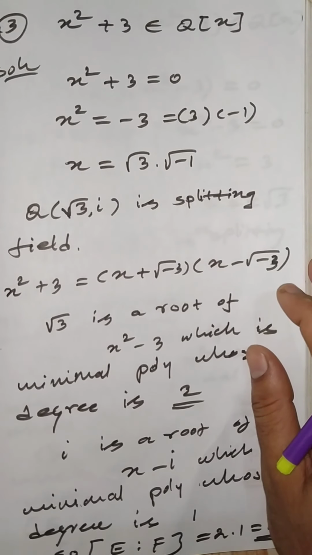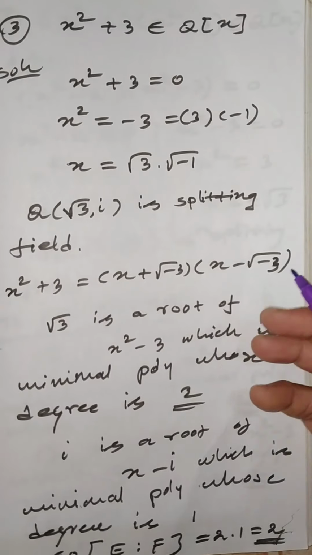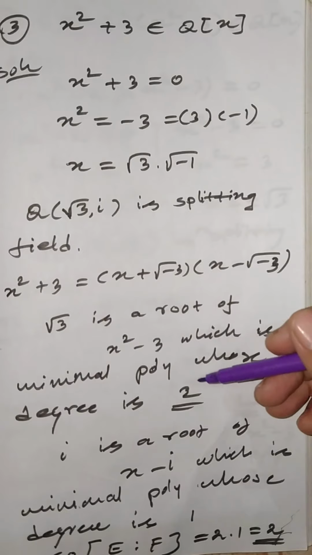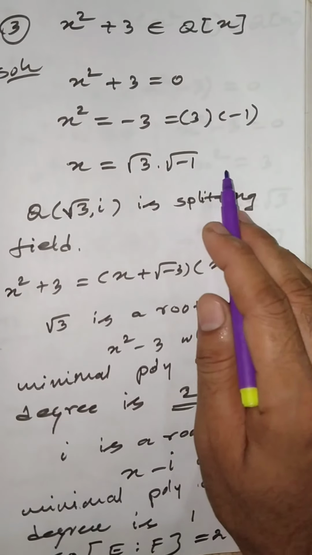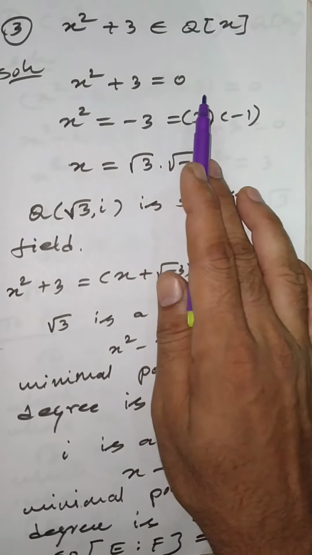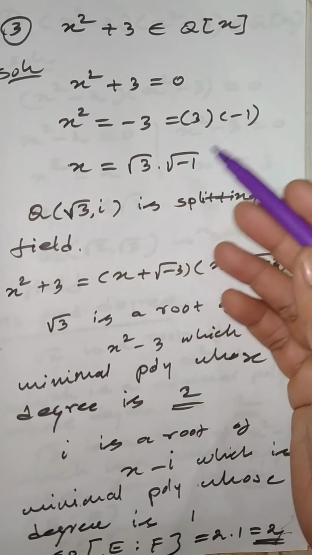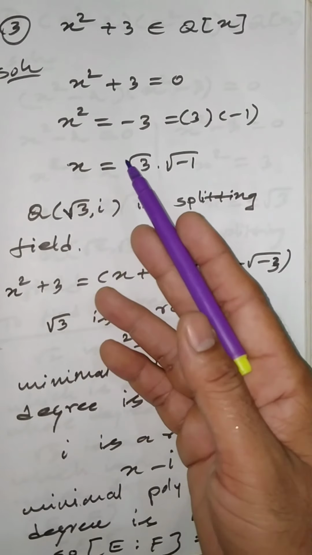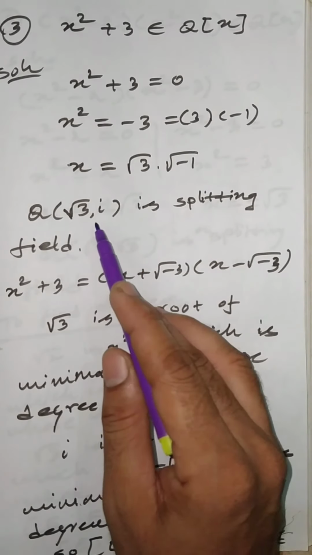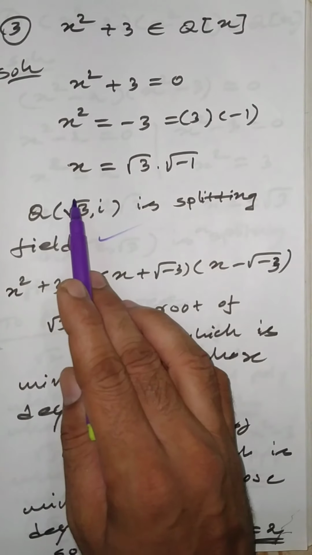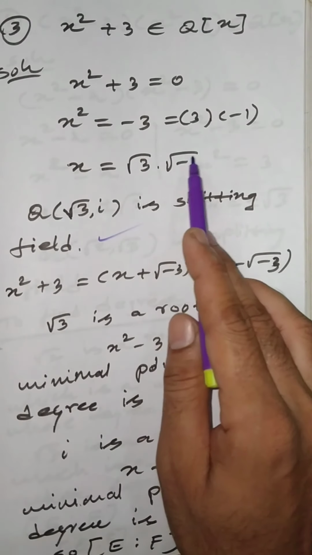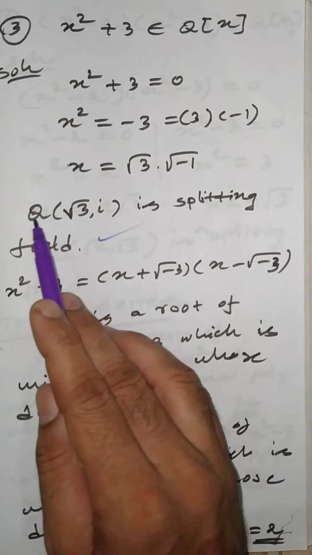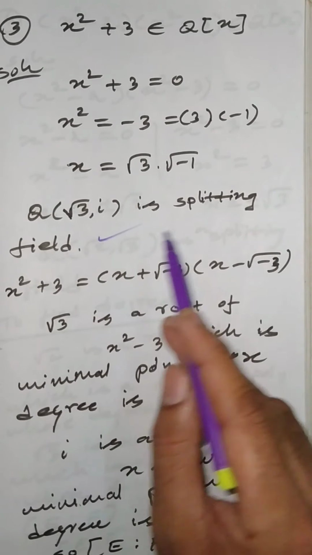Next, the third one. One more interesting problem. I am going to find out the splitting field and root. As usual, the steps: x square plus 3 equal to 0. As usual, the steps we are following. We know very well, everyone, x is equal to root 3 times root of minus 1. So this is our required splitting field, am I right? Root 3, and this becomes, we know very well, plus or minus i. We take only i, that is more than enough. So Q of root 3 comma i is a splitting field.